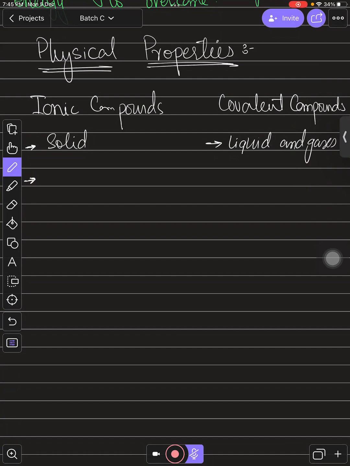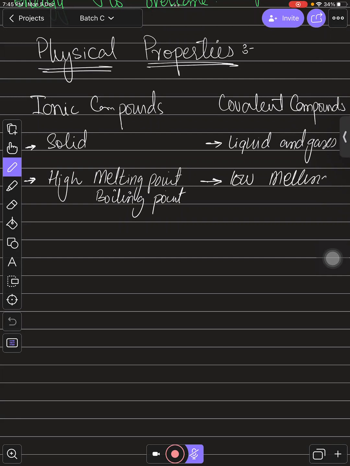Then when the substance is solid and has ionic bonding, there is a strong electrostatic force of attraction between the ions, so there must be a high melting point. They have high melting points and boiling points as well. You can use any one of them when giving the answer, high melting point or high boiling point. And covalent compounds definitely have weak intermolecular forces, so they have a low melting point, right? Right, children?